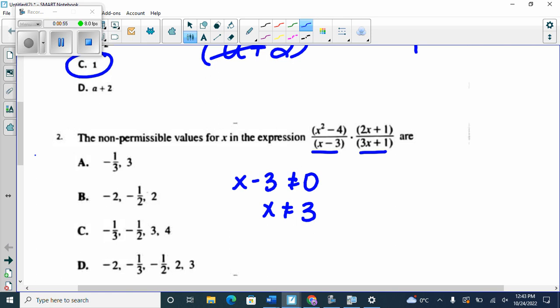So we have 3x plus 1 can't equal 0. 3x can't equal negative 1. X can't equal negative a third.